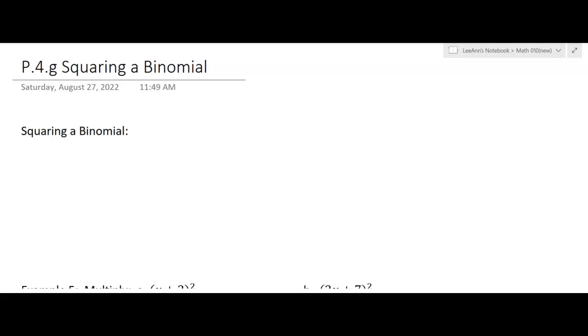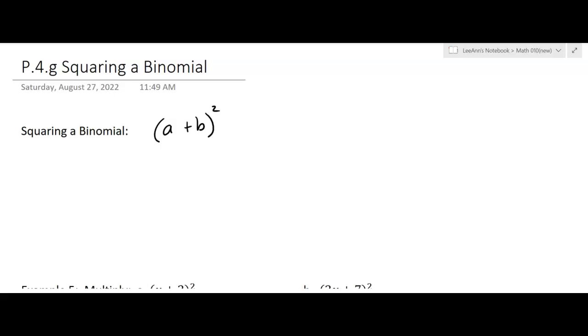So now we're going to talk about squaring a binomial. It's when we have a binomial like a plus b and we want to square it. I'm going to show you 3 different approaches to this, and then you can decide which one you like the best. I don't really care, but I'll show you which one I think is the easiest.